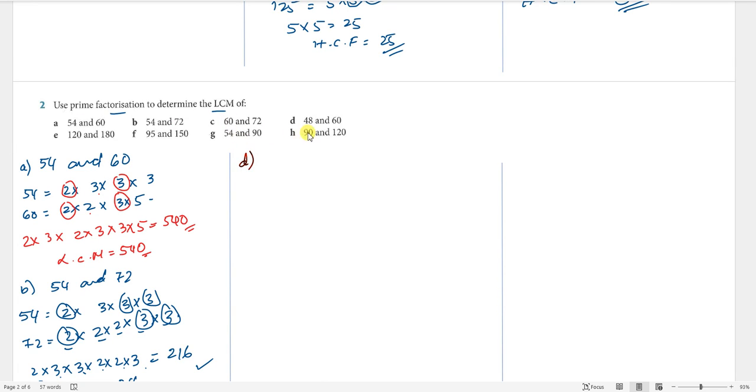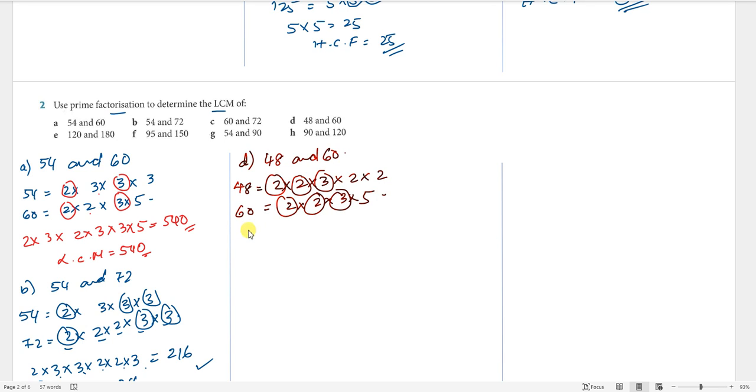Question D is 48 and 60. So 48 is equal to 2 times 2 times 3 times 2 times 2, and 60 is equal to 2 times 2 times 3 times 5. So let's find the common. 2 is common, 2 is common, 3 is common, and the remaining, no. So we write 2 times 2 times 3 times 5, and the remaining is 2 and 2.